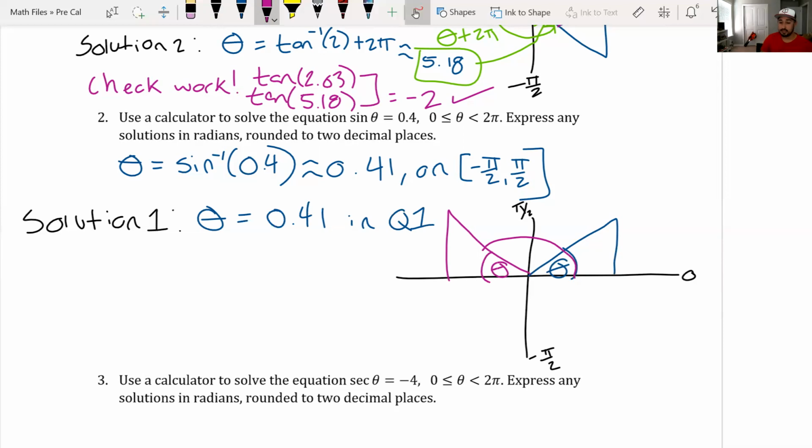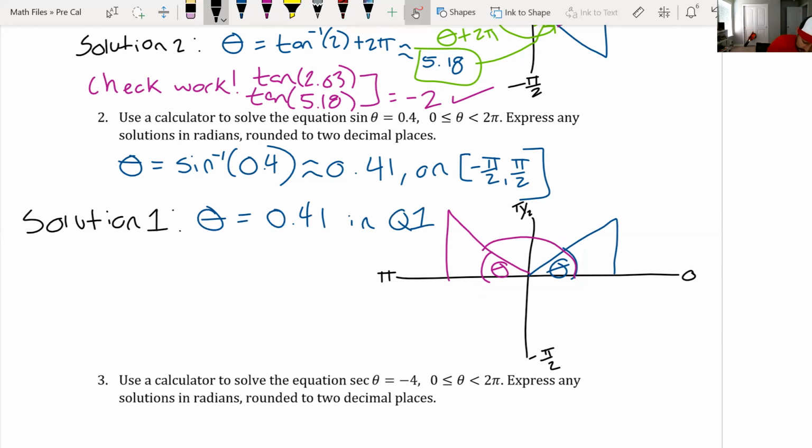And the only way to do that is, well, we can't add a pi, because if I added a pi, that would put me here in quadrant 3, where sine is negative. And if you added a 2 pi, that would give you 1 whole revolution, and we'd be back in quadrant 1, but we'd be over a revolution. So we can't do that. So the only way to fix this is, well, here's pi. Instead of adding a pi, we will subtract a pi.